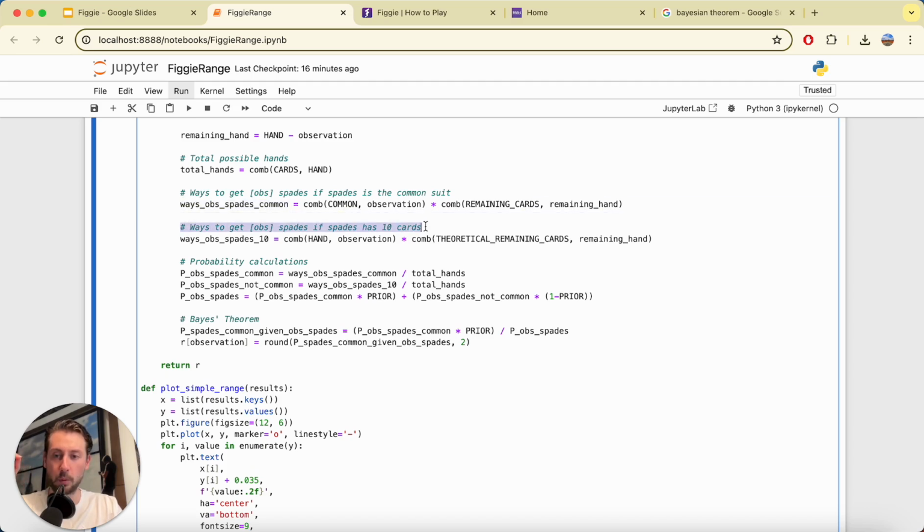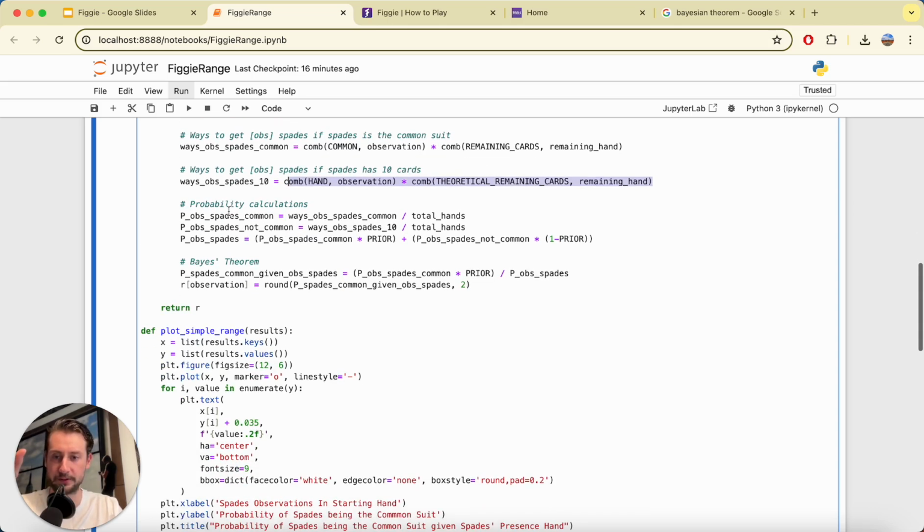And then we're going to want to find the ways to get the observation spades if spades has 10 cards. So that's a little bit more tricky. I'm going to get to that in a second so that I can explain the rest. That's just going to be a normalization factor. So I'm going to skip this, and I'm just going to go ahead to Bayes' theorem.